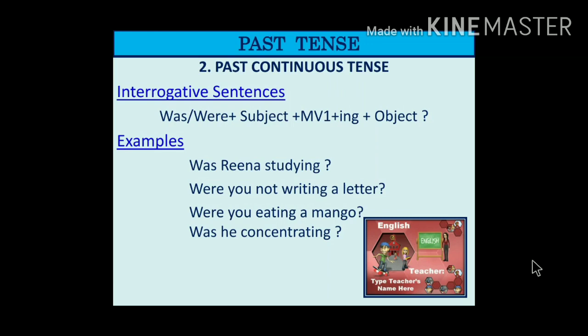Next, past continuous tense, interrogative sentences. See, was or were to indicate that it is past. Continuity will be indicated by the ing form and then the object. Was Reena studying? Were you not writing a letter? Were you not writing? The listener could be singular or plural over here. The speaker is one person. Were you eating a mango? It could be one person or more than one. Then was he concentrating, focused?